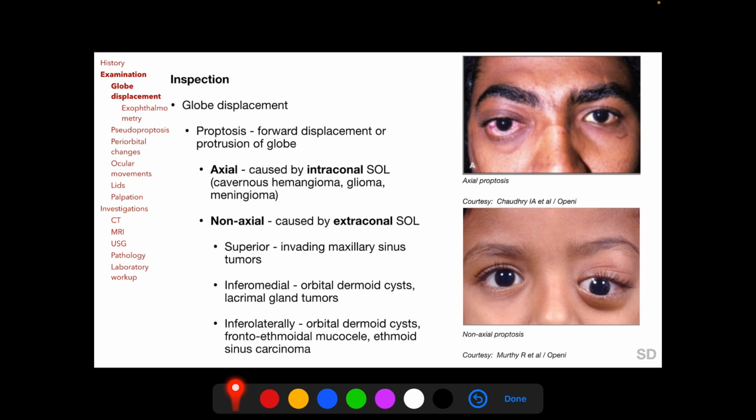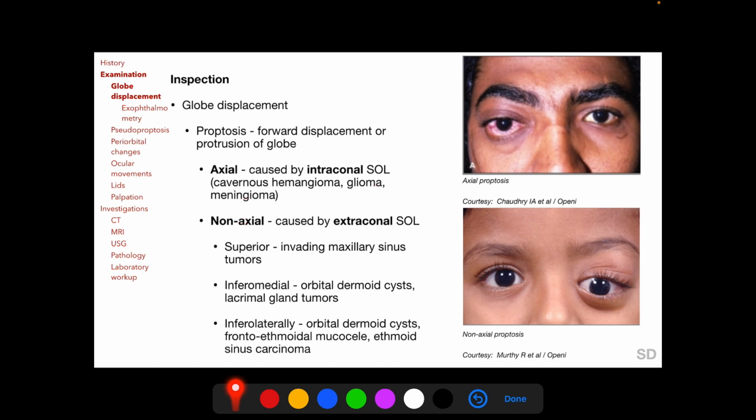So proptosis is a forward displacement or protrusion of the globe, and it can be axial if it is directly forwards, and it is non-axial if it is forwards as well as displaced to one side. Axial or purely forward proptosis is caused by intraconal space occupying lesion, that is lesions lying within the cone of the recti muscles such as cavernous hemangioma, glioma and meningioma.